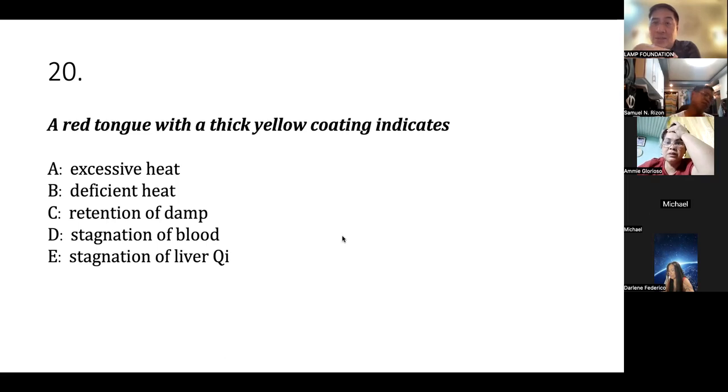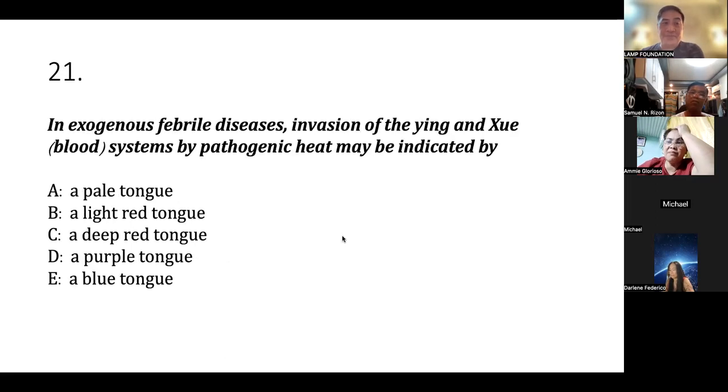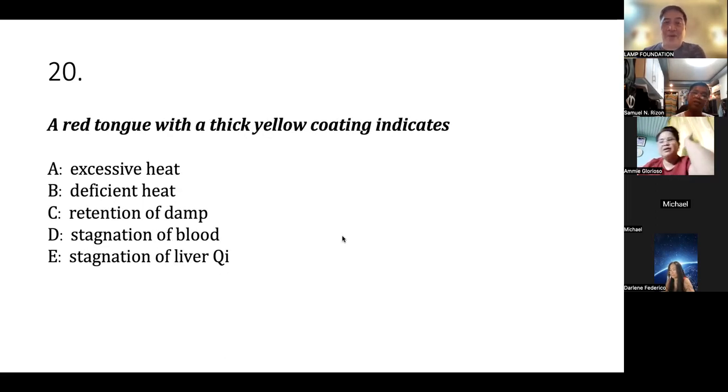What about stagnation of blood? Anong kulay ng coating? Purple po, Doc. Okay. The color of stagnation of blood, we don't look at the coating here. We look at the tongue.